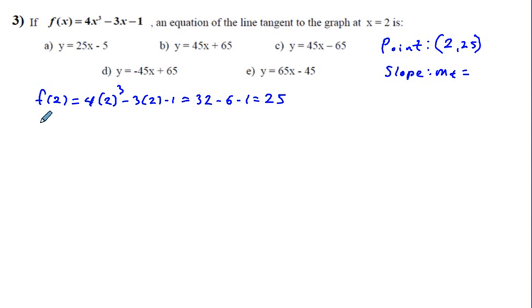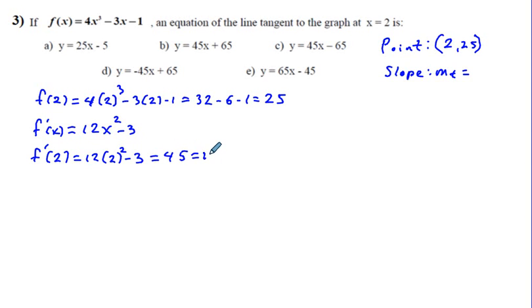And now let's find f prime of x, which is going to be 12x squared minus 3. And now substituting in 2 for x, f prime of 2 is going to be equal to 12 times 2 squared minus 3, which is going to be 48 minus 3, or 45. And that's our m sub t.